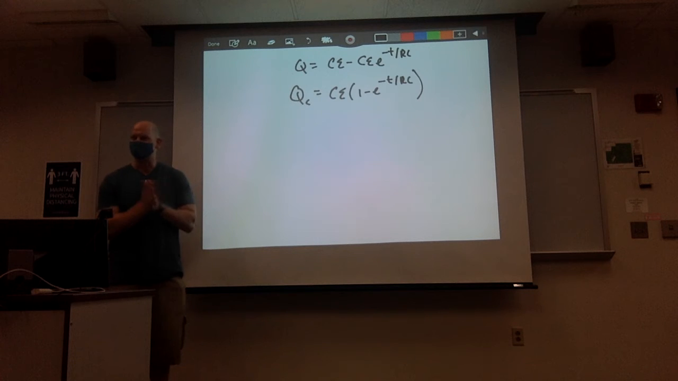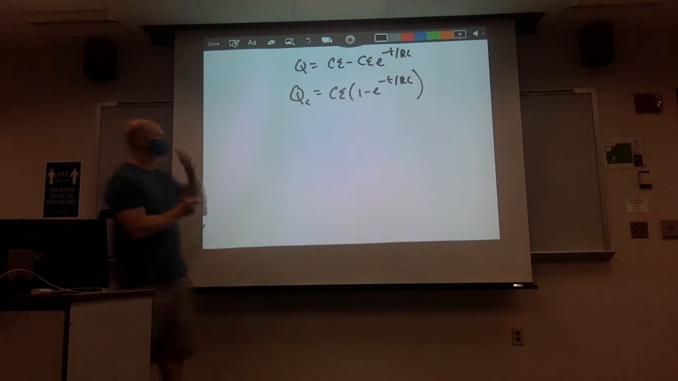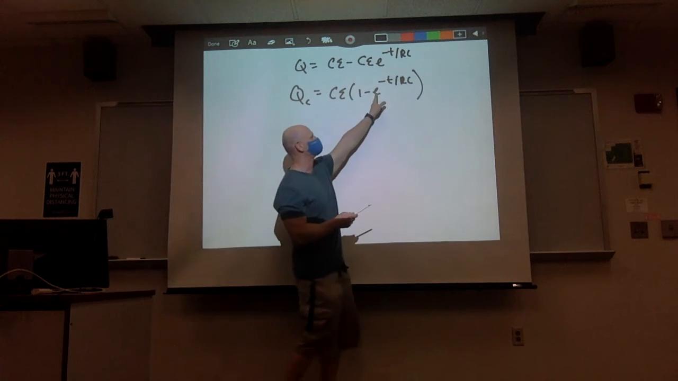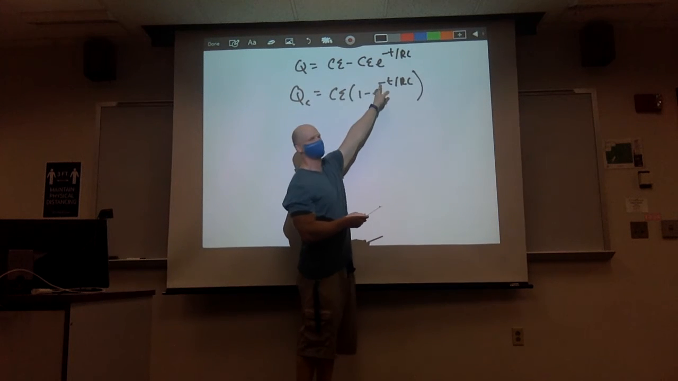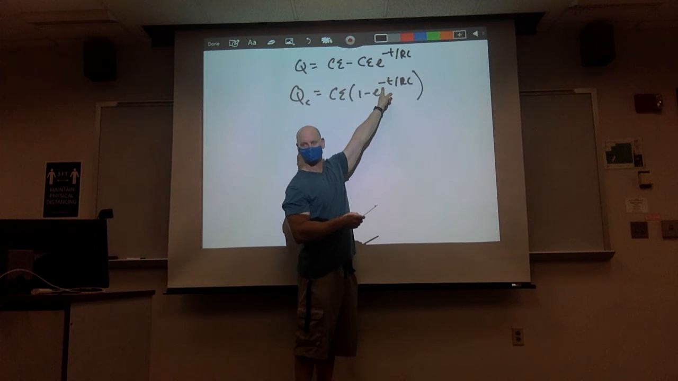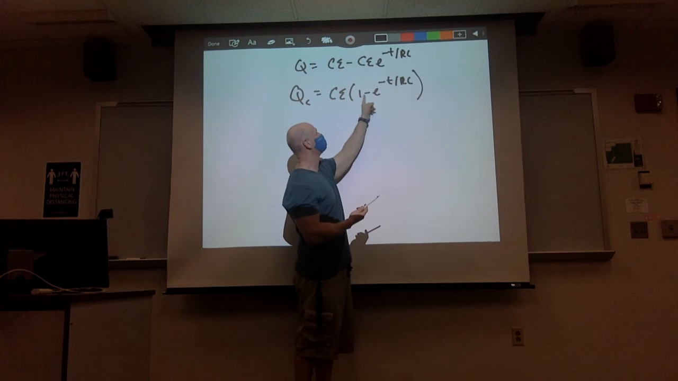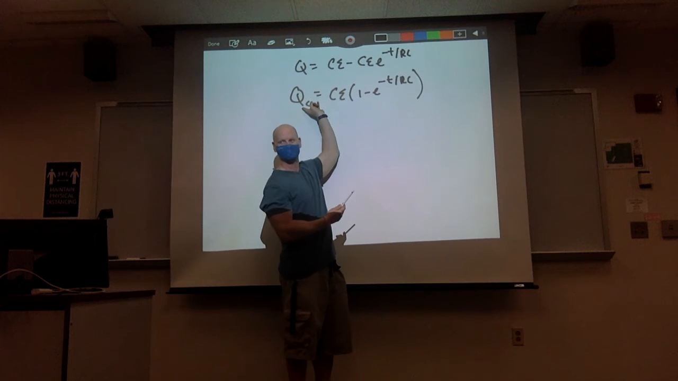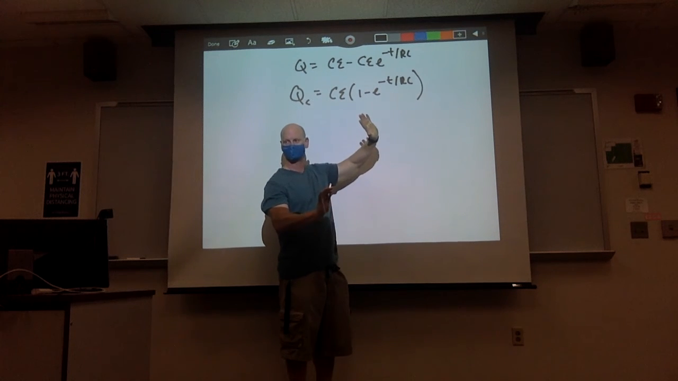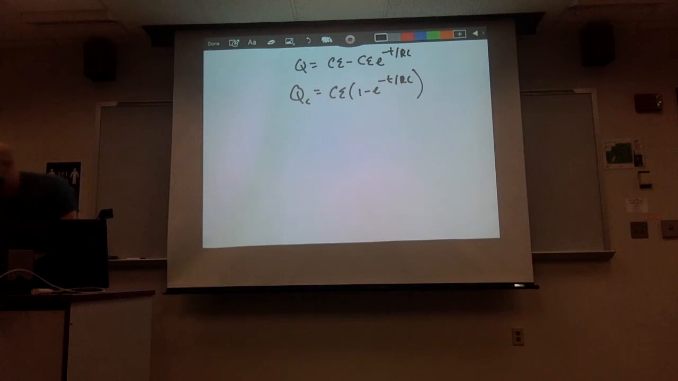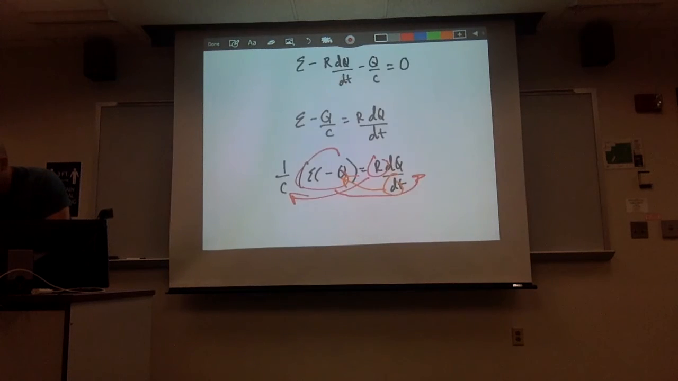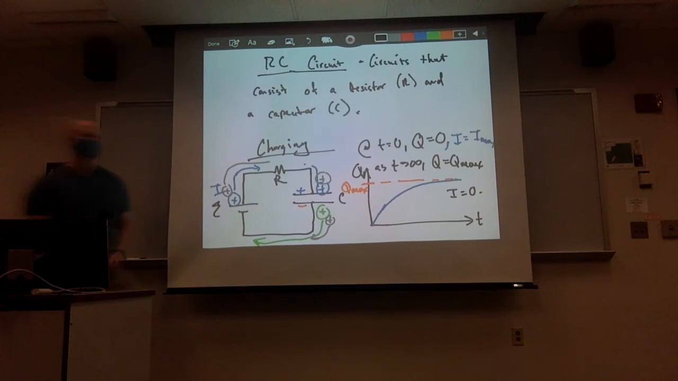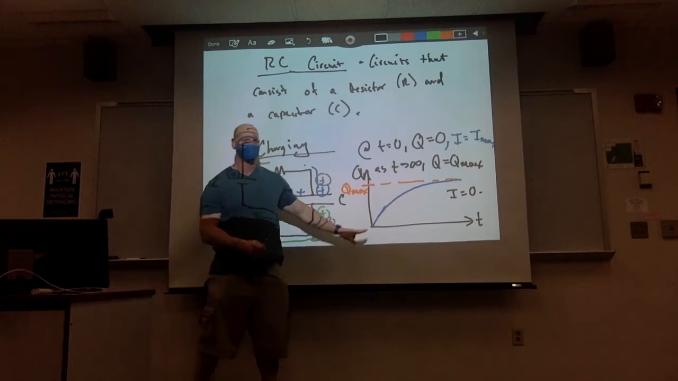Now, what does this thing say? What this thing says then is, again, at t equal to 0, anything raised to the 0th power is what? 1, so this is going to be 1 minus 1, which is simply equal to 0, which means that at time equal to 0, I have 0 charge, which is exactly what we said is happening here. So at time equal to 0, we have 0 amount of charge.